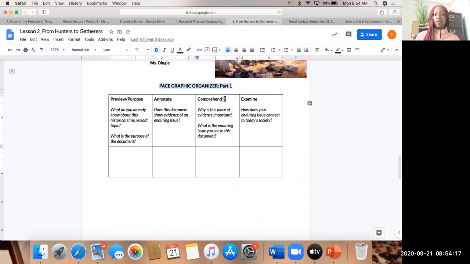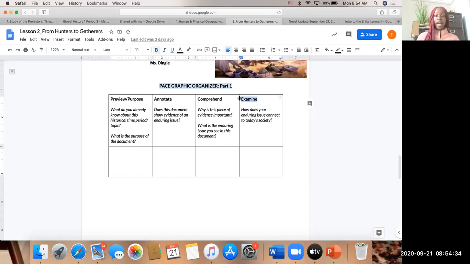The C will always stand for comprehend, and this is where I'm checking for your understanding. Do you understand what you've been looking at thus far, of what you've read thus far? I don't want to keep moving forward if you don't understand the text or the document that we just examined. And then E will always be examine.